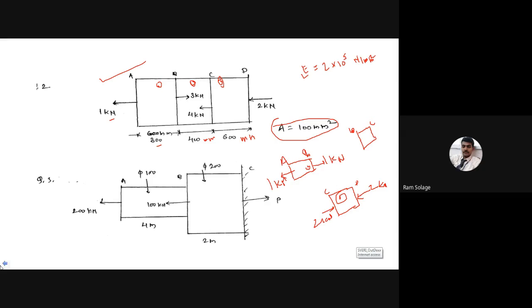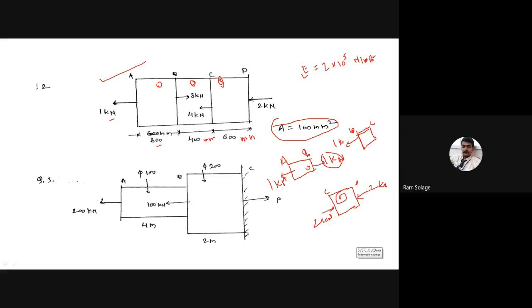Section 1 and section 2 are over. Now section 3. How to calculate the forces? Now we'll start from the B side. Check the forces on point B. 1 kilonewton is the tensile, so I will draw the 1 kilonewton here.